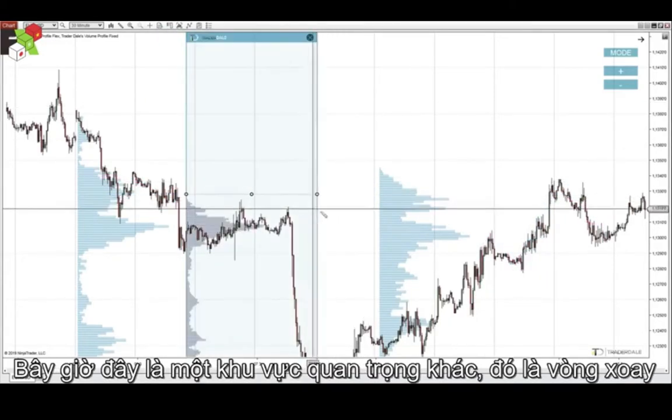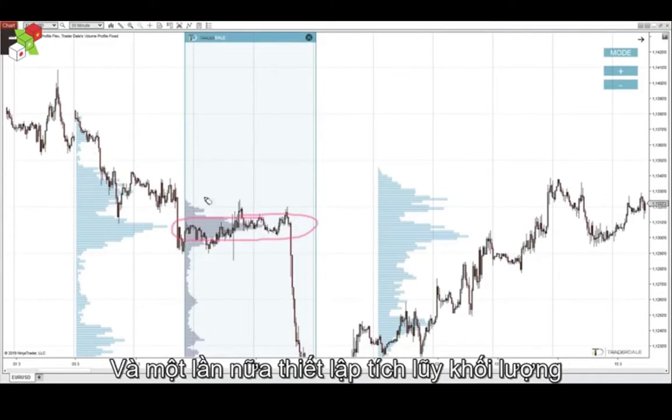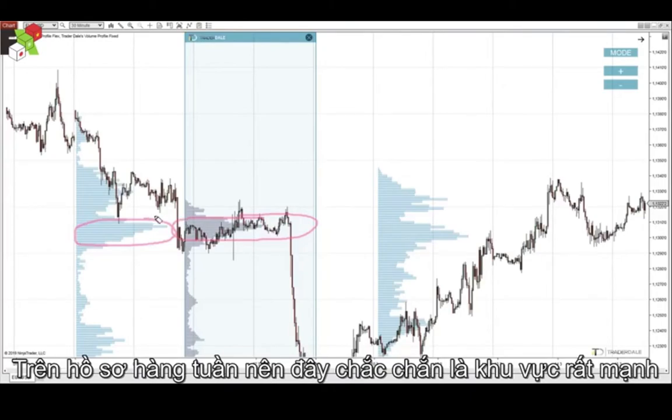Now here is another significant zone. It is this rotation, this very long rotation, and it's again the volume accumulation setup. Also, volume is very nicely visible on the weekly profile, so this is definitely a very strong area.